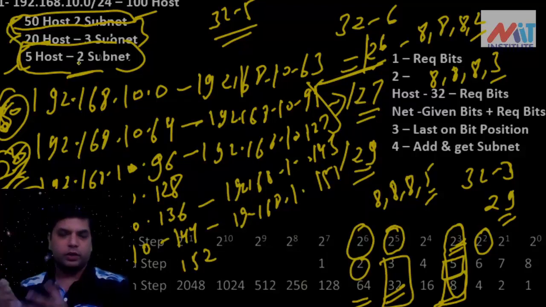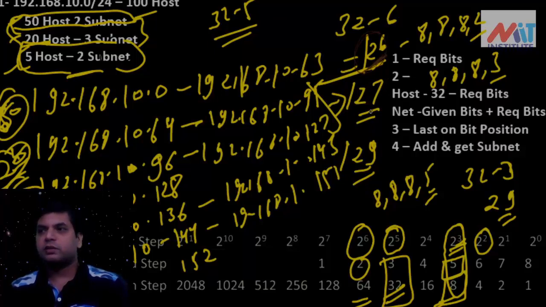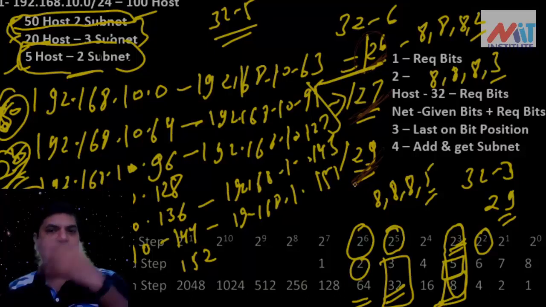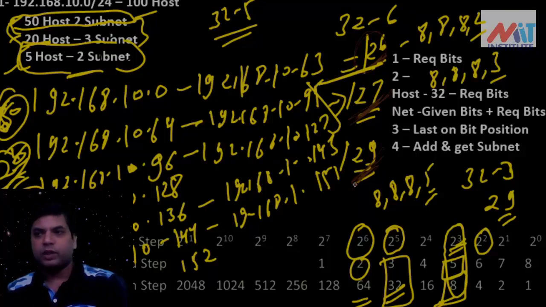If you don't know what VLSM is, VLSM means every subnet mask has a different length. You can see the first network has a subnet mask length of 26. The second network's subnet mask length is 27, and in the third network the subnet mask length is 29. In the previous example you saw that the subnet mask is the same for all subnets, but in VLSM, variable length subnet mask, the subnet mask will be different for every subnet.